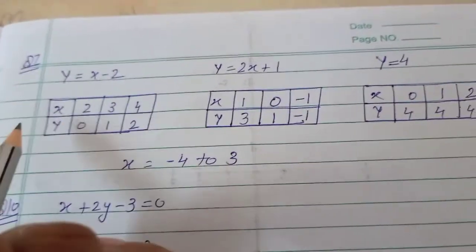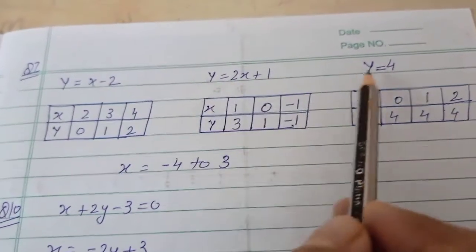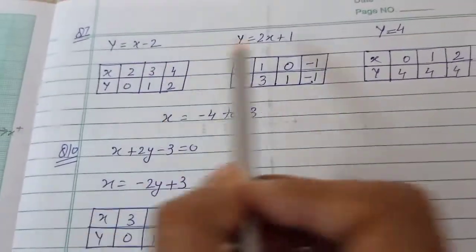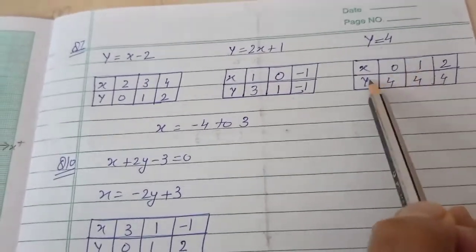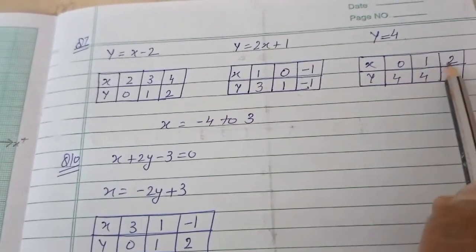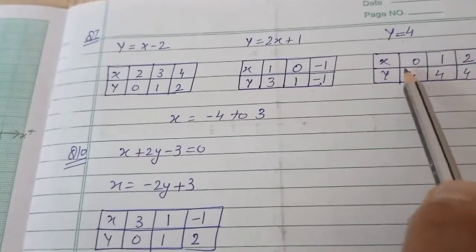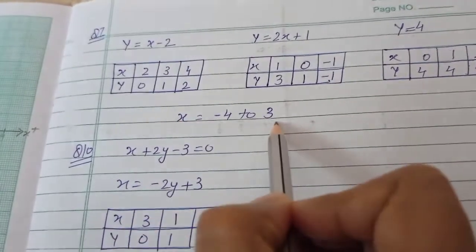Question number 7. On the same graph, plot the graphs of this equation, this equation, this equation, and it is given x is minus 4 to 3. See children, same way I obtained the values. Clear? And in this case y is equal to 4 fixed. That means for any value of x, I took 0, 1, 2, you can take any other, 3, 4, 5, whatever you want. But y will remain 4 only. And x is minus 4 to 3.